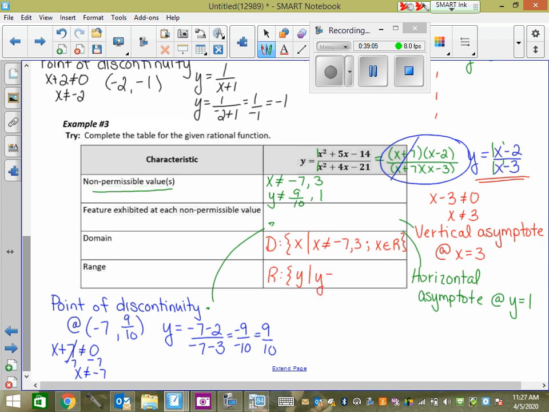So we're going to say y cannot equal the y of the point of discontinuity because that point doesn't exist. So 9/10. And y does not equal the horizontal asymptote, which is 1. But y is every other real number. Okay? All right. Next one.